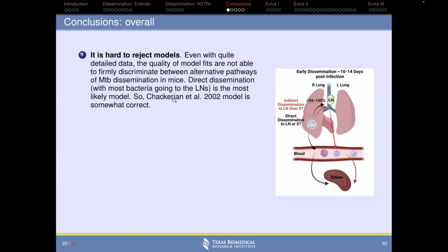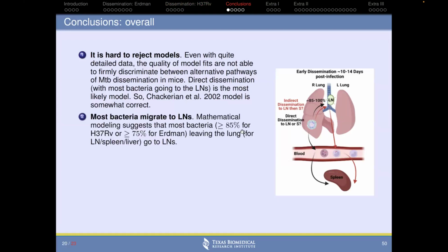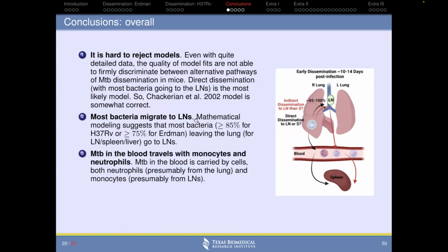So we still don't know what the exact pathway of dissemination of the bacteria from the lung to systemic organs is, but we think most bacteria most likely go through the lymph nodes before they enter systemic circulation. And that estimate is for H37Rv. So my second part of the talk was that about 85% or so of bacteria go through the lymph nodes before they enter circulation, and perhaps about 75% for Erdman, which I think is exciting because again, it suggests how we could perhaps block migration.